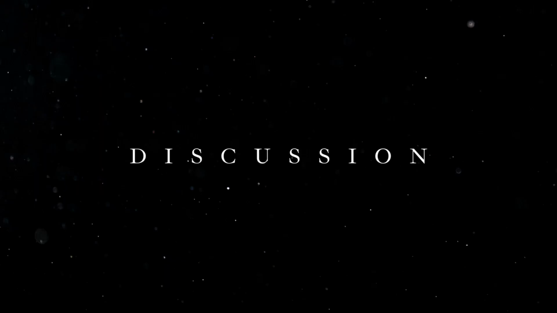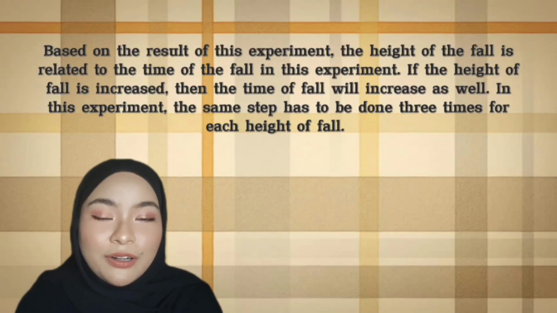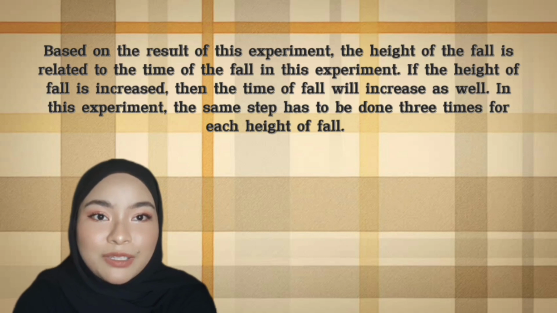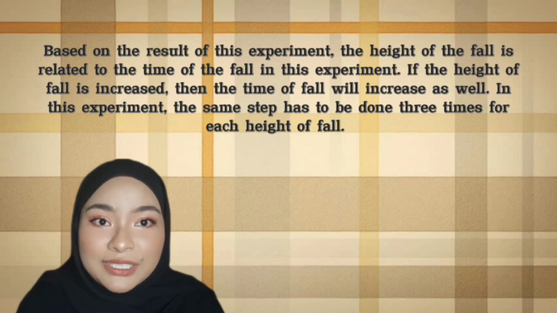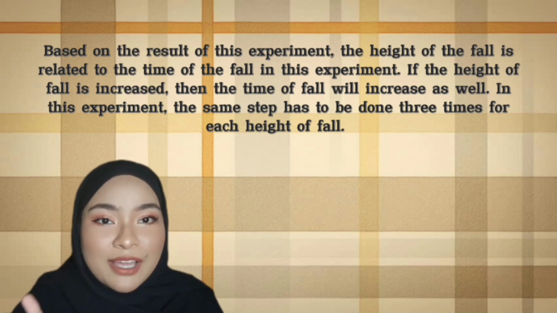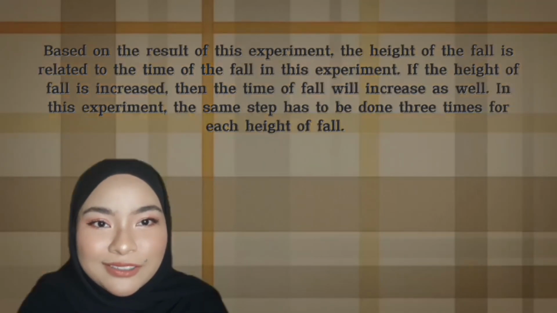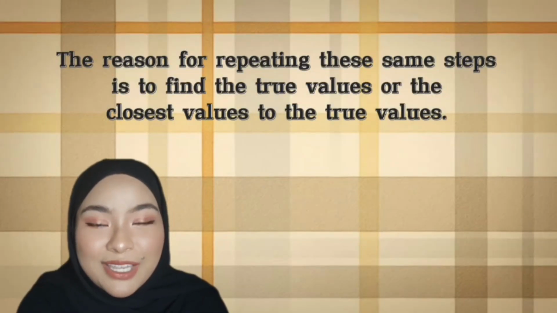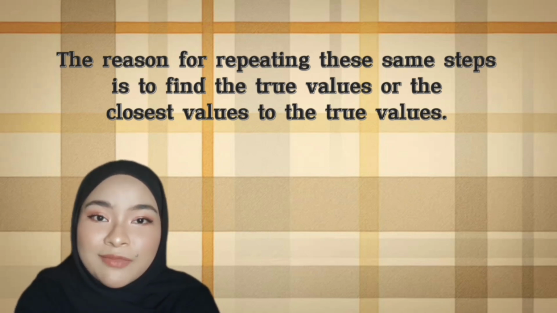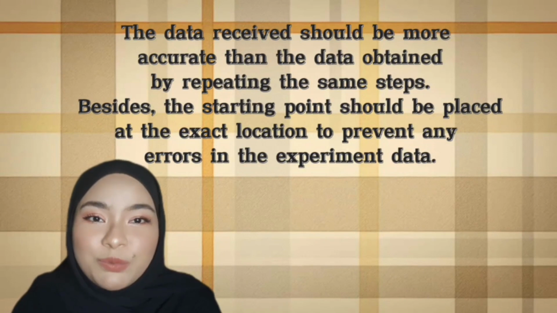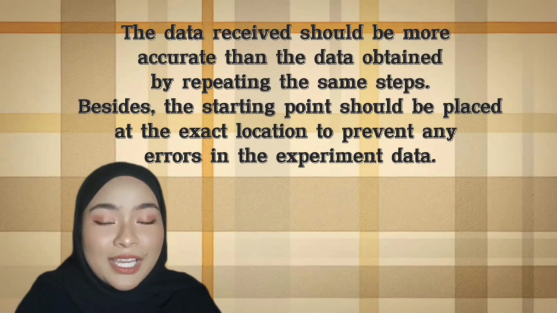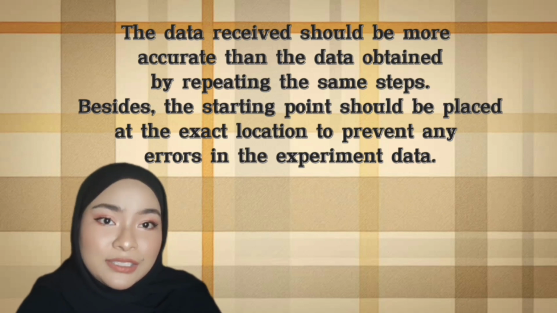Based on the result of the experiment, the height of the fall is related to the time of fall. If the height of the fall is increased, then the time of fall will increase as well. In this experiment, the same step has to be done 3 times for each height of fall. The reason for repeating the same step is to find the values closest to the true values. You know what I mean? The data received should be more accurate than the data obtained without repeating the steps. Besides, the starting point should be placed at the exact location to prevent any errors in the experiment data.